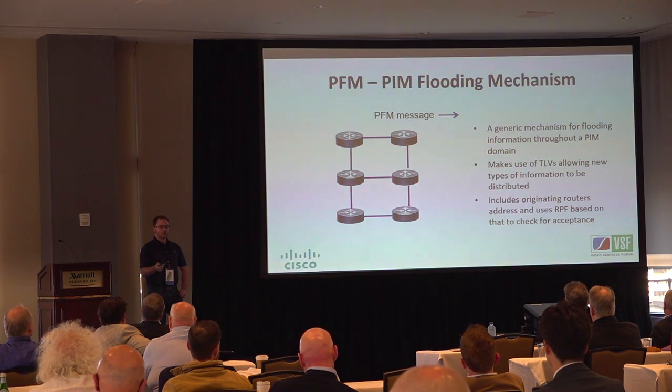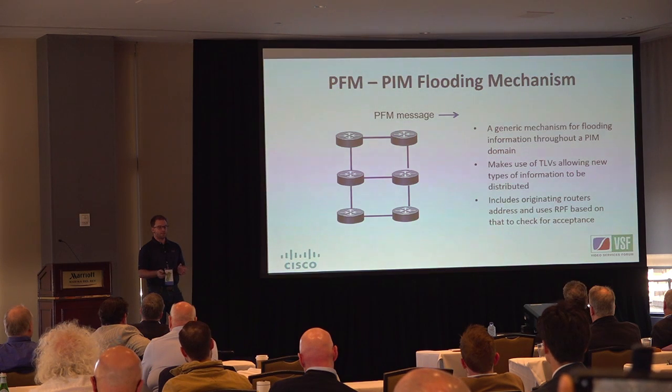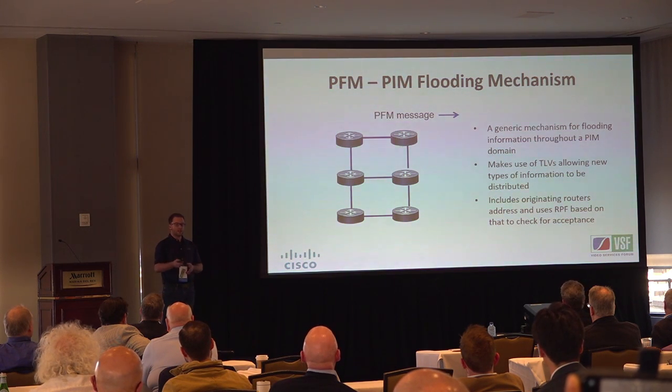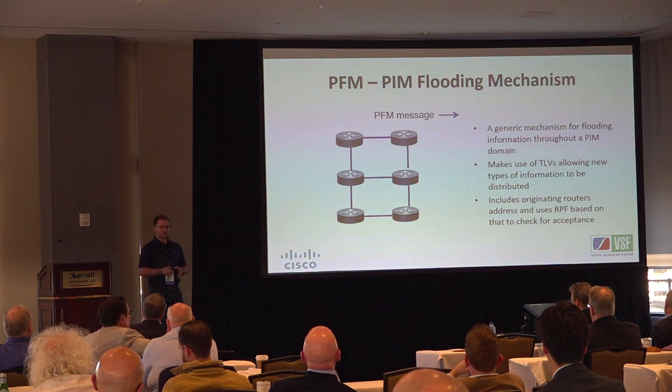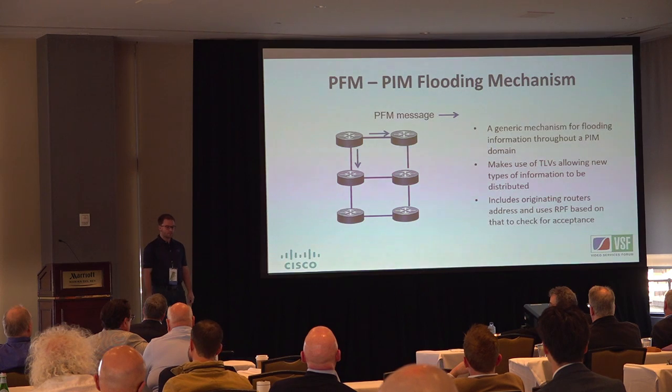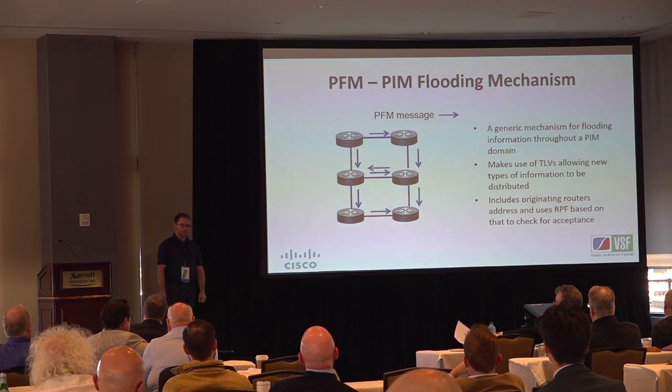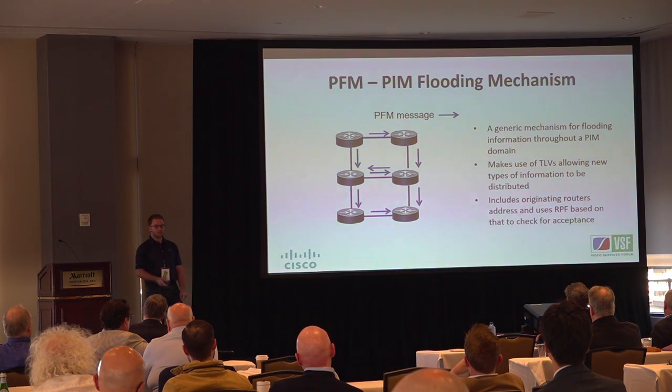We can create a generic mechanism for flooding information through a PIM domain. So we can use TLV messages to allow new types of information to be distributed, and it includes originating routers' addresses, RPF information in order to check that. All of this can be sent out with TLV messages in the network. So we could flood these TLV messages and inform the rest of the network about anything we want.